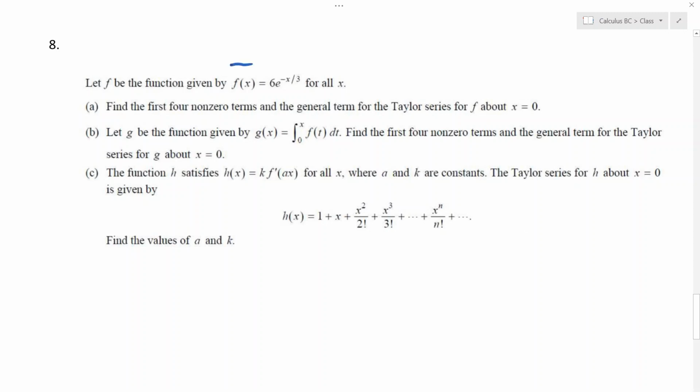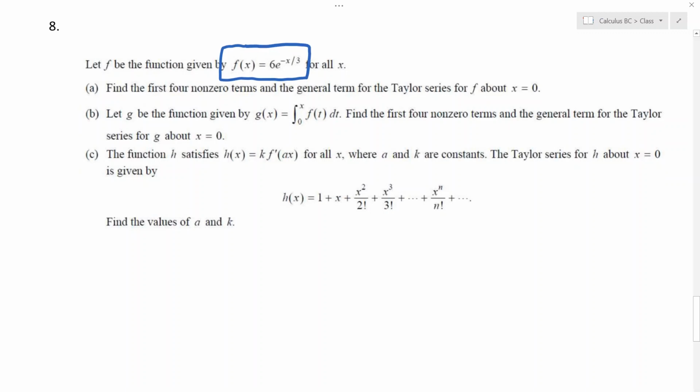Okay? Notice they're giving us a function which is a variation of a series we know. We know the series for e to the x, so we know the series for that function. All right? Very first thing they ask us to do is find the first 4 non-zero terms and the general term for that thing. So I'm going to change e to the x into that thing. So I'm going to write 8 out here.